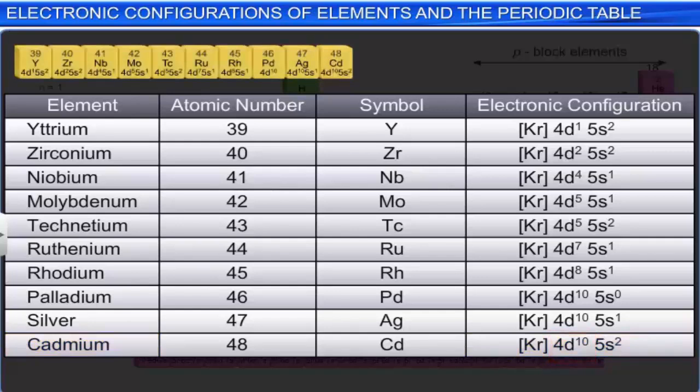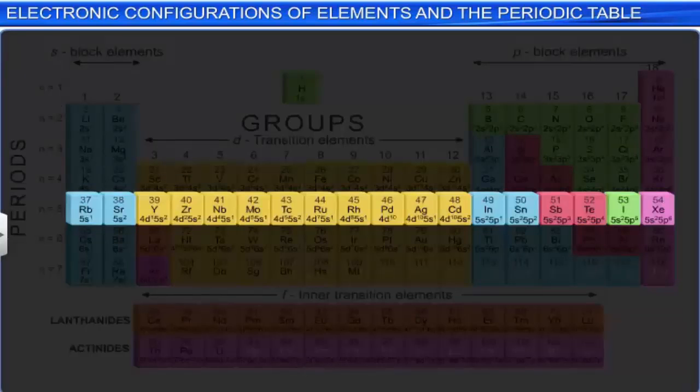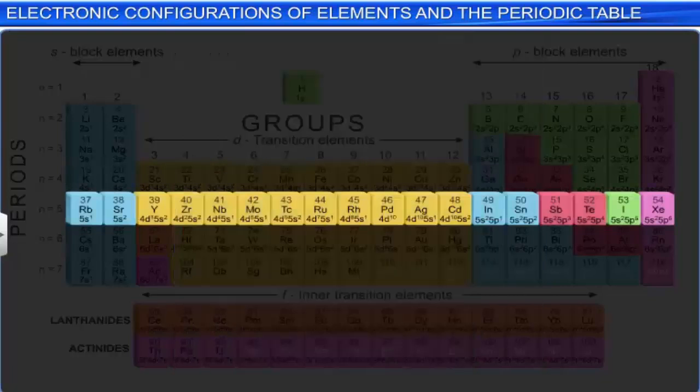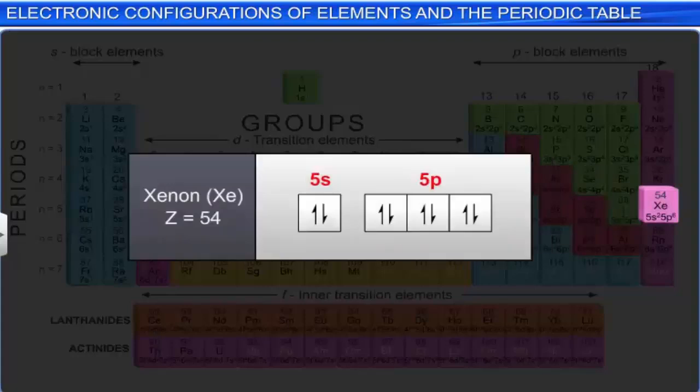In the fifth period, electrons enter into the 5s, 4d and 5p orbitals successively. The fifth period ends with xenon with atomic number 54 and completely filled 5p orbitals.